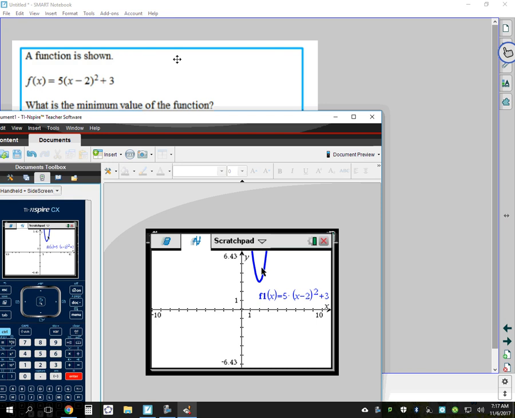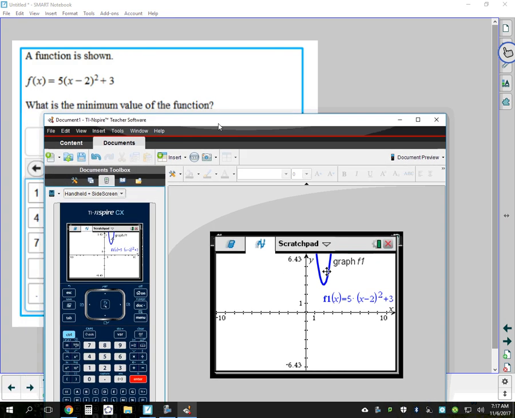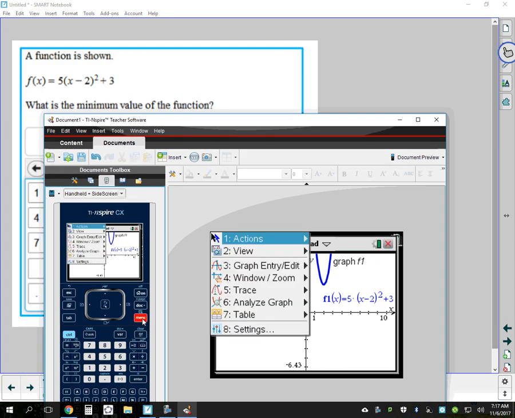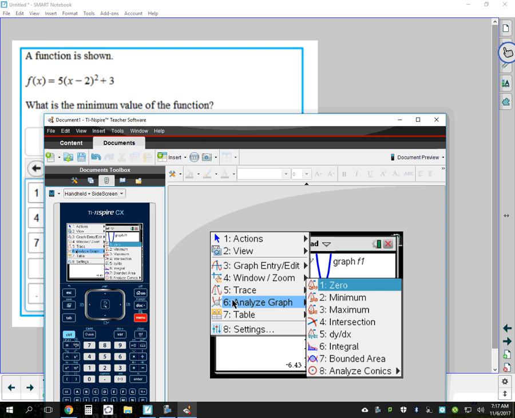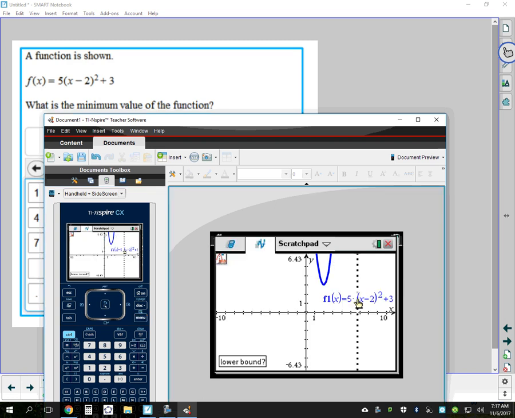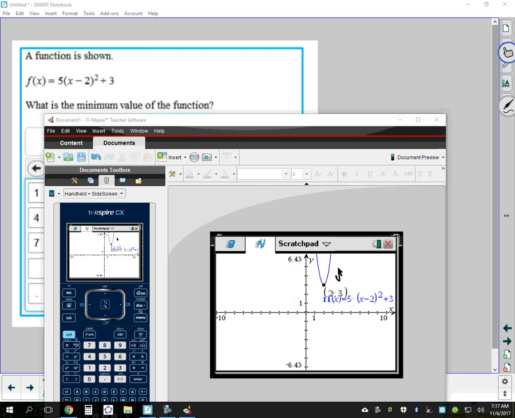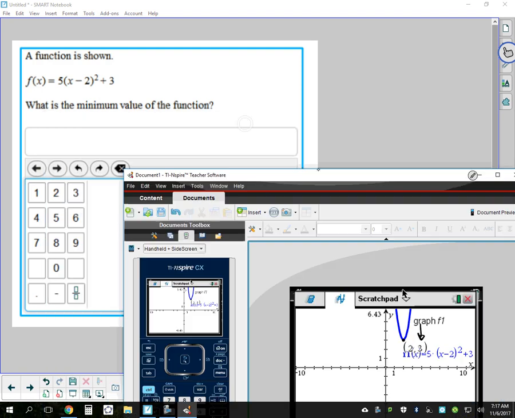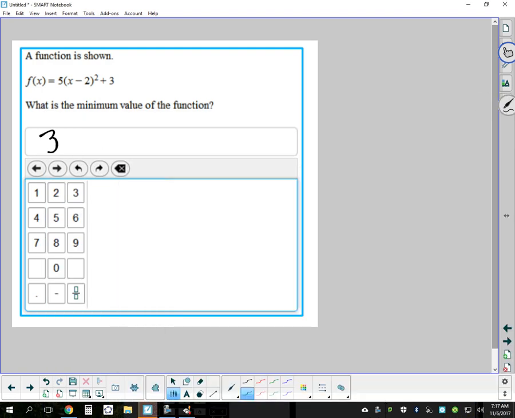If you're not 100% sure what it is, your calculator will tell you: menu, analyze graph, and right there, minimum. So same way when we found intersections, it wants you to do a lower bound, somewhere to the left of that point, and then somewhere to the right. And as soon as you cross that, it comes up with it. Now it's going to give you the whole ordered pair, (2, 3). Remember, we only want to give the y value. So the minimum value of the function is 3.